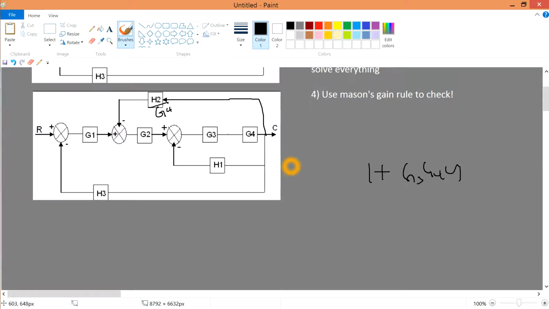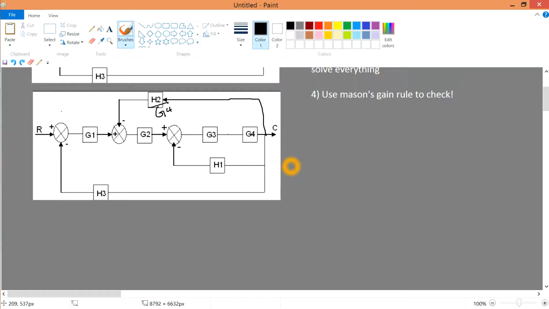If it's a feedback loop that is plus, then it's going to be 1 minus G3 G4 H1. So be very careful of what the sign is, and don't be confused by the feedback loop. This is a feedback loop. You're going to feed back to this thing.